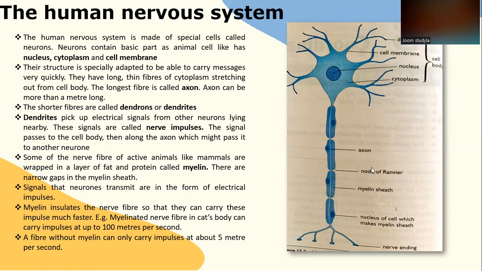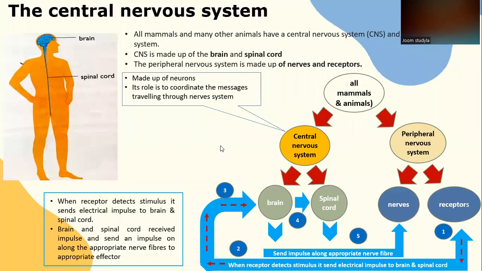On the right hand side is a diagram of neurons. So this is a human motor neuron. The central nervous system. All mammals and many other animals have a central nervous system and a peripheral nervous system. The central nervous system is made up of the brain and spinal cord, whereas the peripheral nervous system is made up of nerves and receptors.